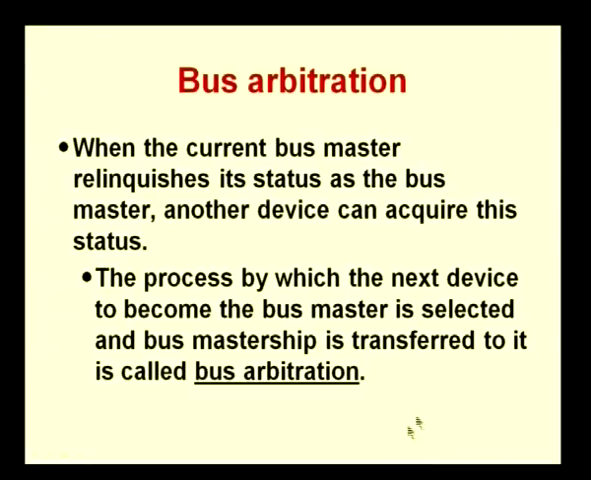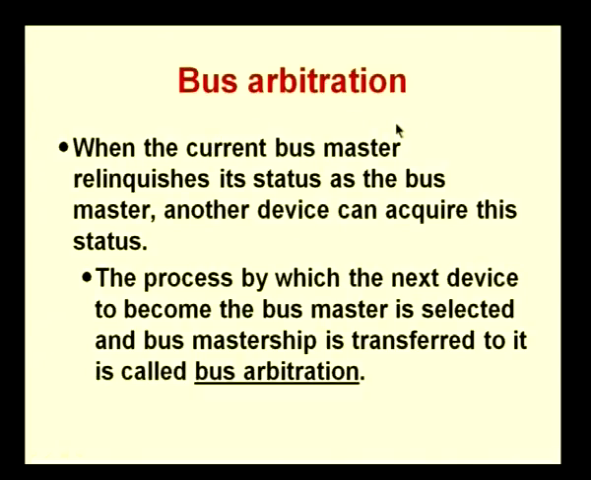So, this process of determining which device can become the bus master and which device is going to be allowed to do the data transfer next, that is what we call the bus arbitration mechanism. For bus arbitration to work correctly, we need to know who is the current bus master, and when the current bus master relinquishes the bus, that is, it gives up the bus and is no longer the bus master, another device can take up the status as the bus master and do the data transfer. So, this is what we mean by bus arbitration.